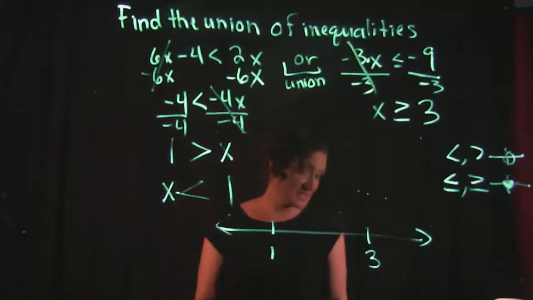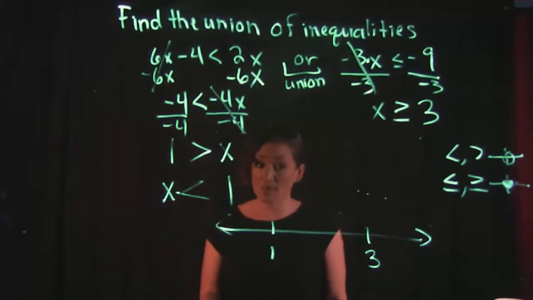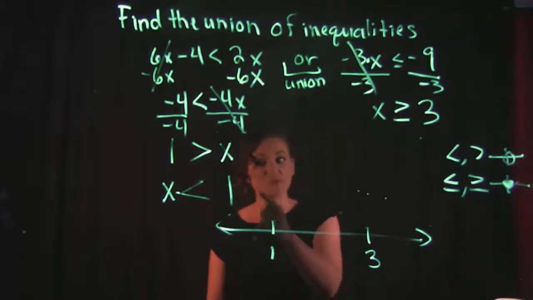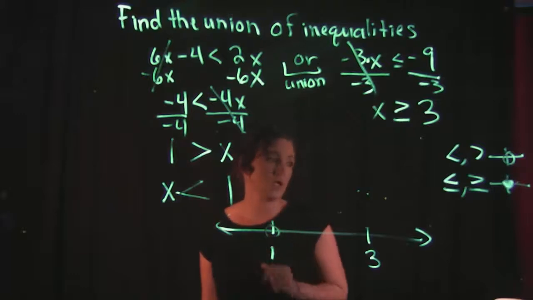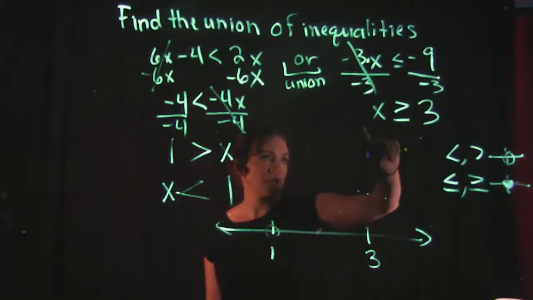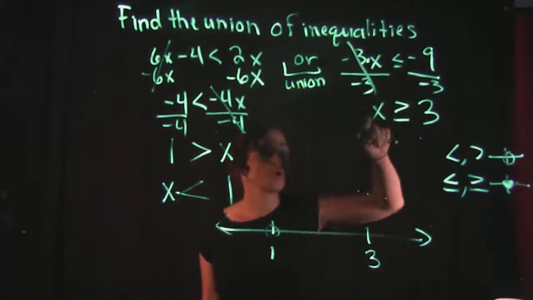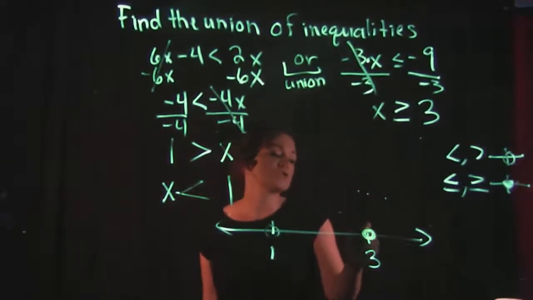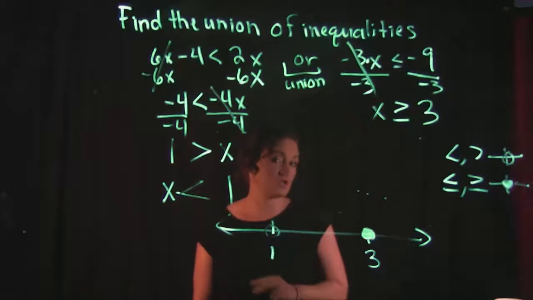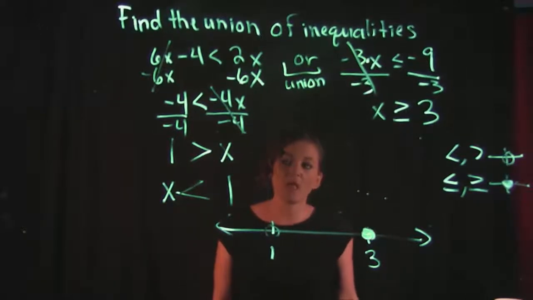So if I want everything less than 1, it can't actually be 1, but everything less than 1. So that means 1 would have an open dot because we don't actually want to include the 1. But if we look here, x can be greater than or equal to 3. So since it can equal 3, we put a solid dot on 3. So make sure you do pay attention to the difference in those two.